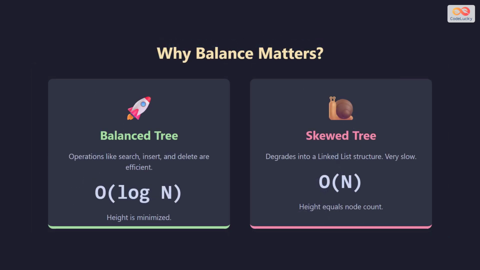Why do we care about this? In a balanced tree, operations like searching, inserting, and deleting take logarithmic time, or big O of log n. However, in a skewed or unbalanced tree, these operations can degrade to linear time, or big O of n, making the tree perform as poorly as a linked list.